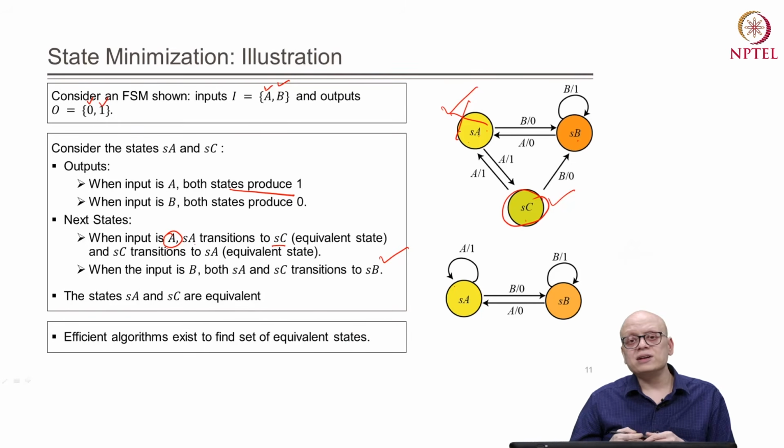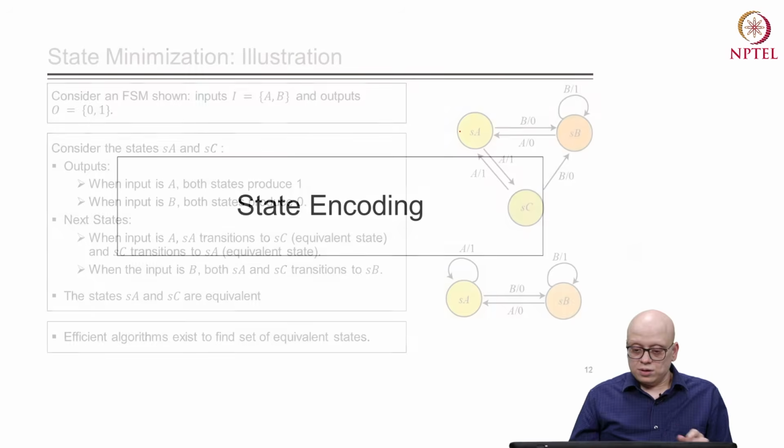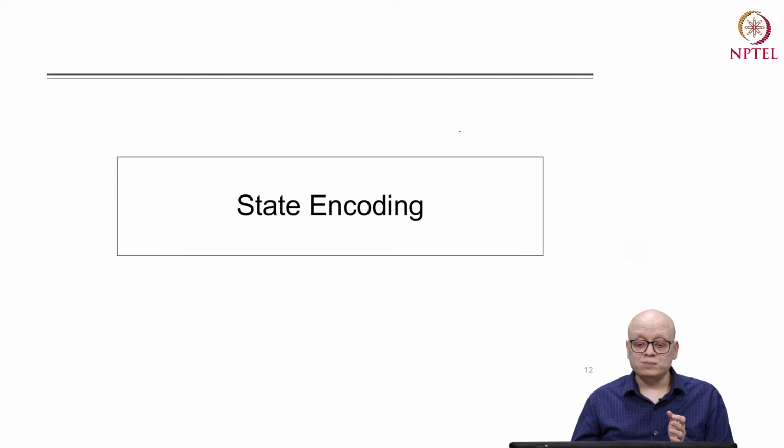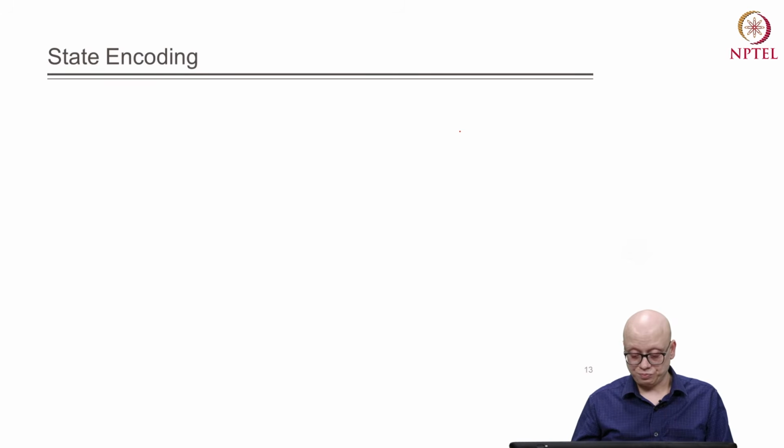So, there are efficient algorithms, polynomial time algorithms, which can be used to find the equivalent set of states for a given FSM, and those algorithms are used for state minimization in logic synthesis, right. Now, let us look into the other problem of an FSM, that is state encoding.